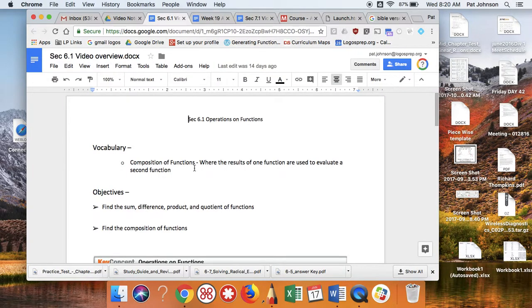Our vocabulary for this section is only composition of functions, and we're going to talk about that a little bit later. And our objectives are to find all four operations of the function and to find the compositions. So let's just dive right into it.